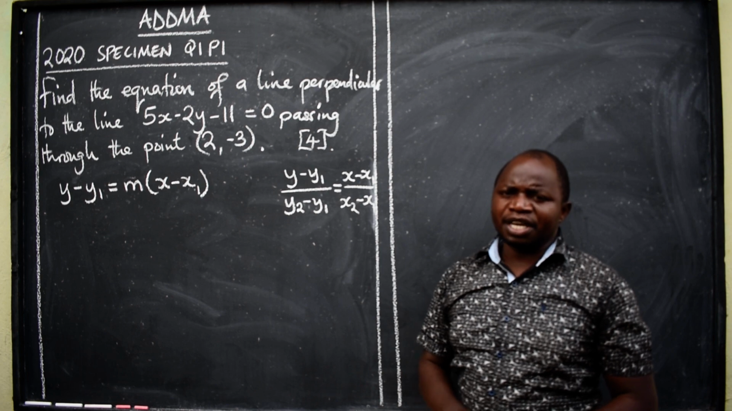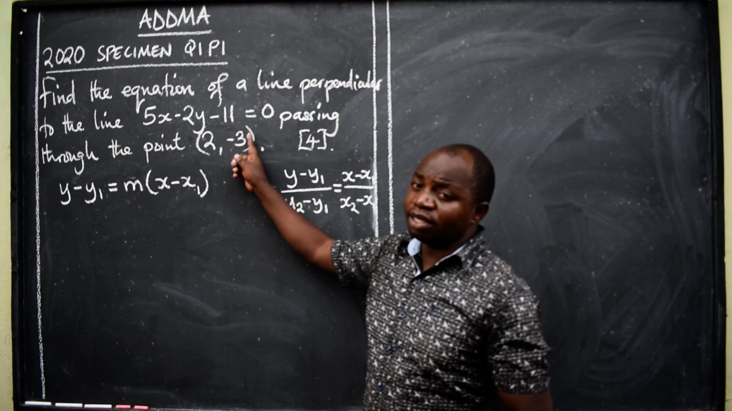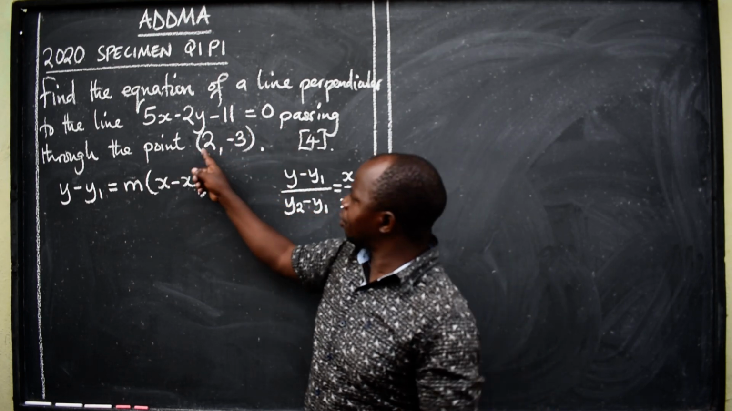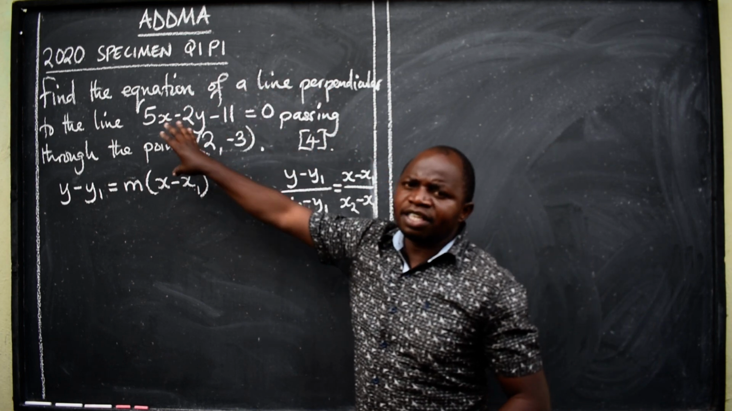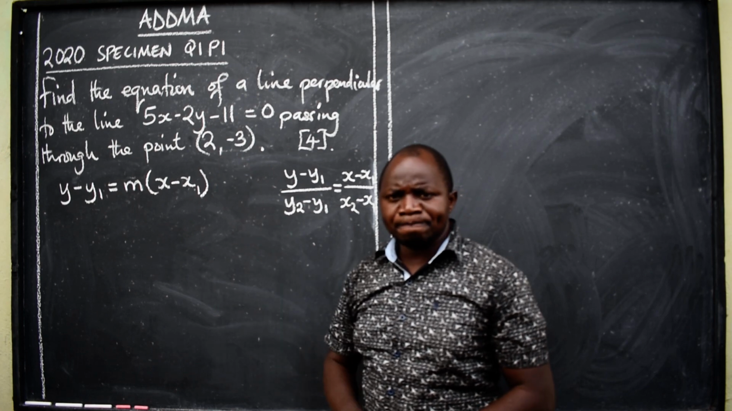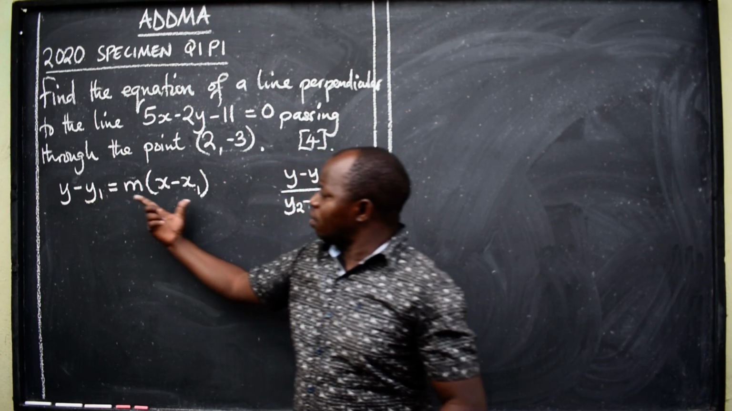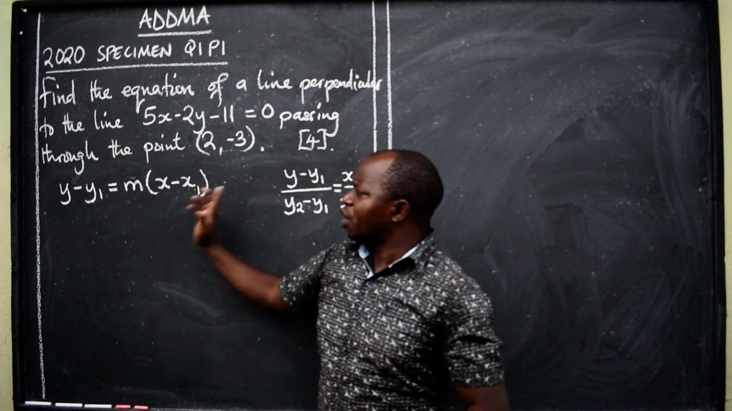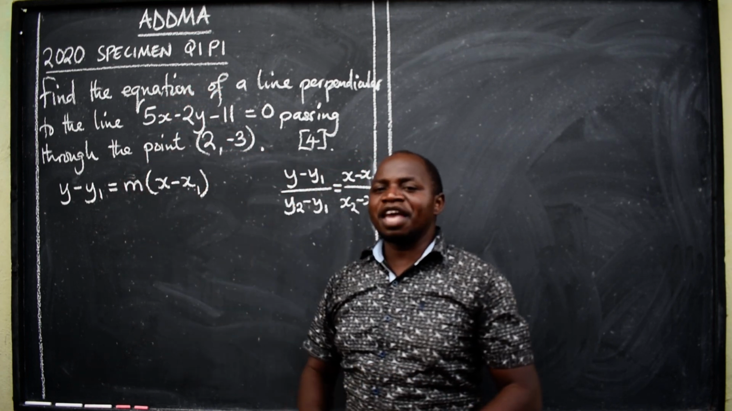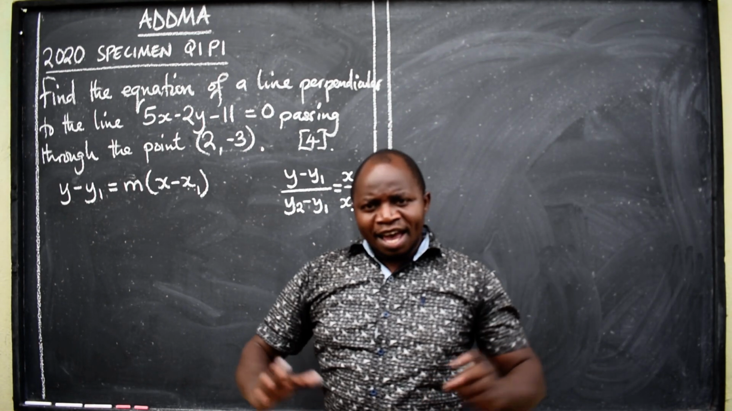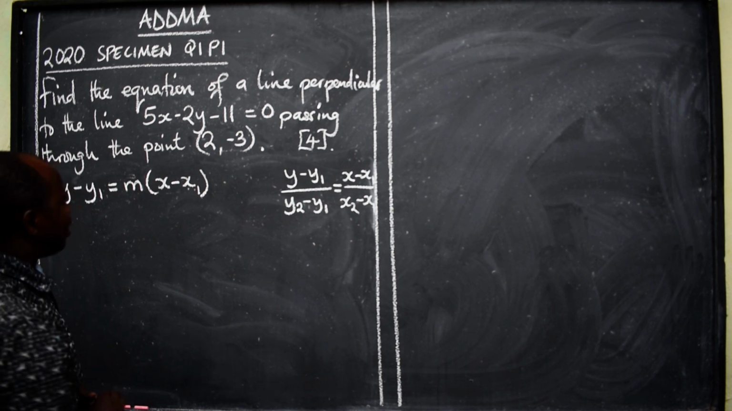Now look at the question here. How many points do we have? Only this one. They are saying passing through the point this. Only one. So we cannot use this one because there is no way we can find another point looking at the question. Therefore, the only formula that we are going to use is this one, where you are given 1 point and the gradient. Of course, gradient is not given, but we'll be able to find the gradient.